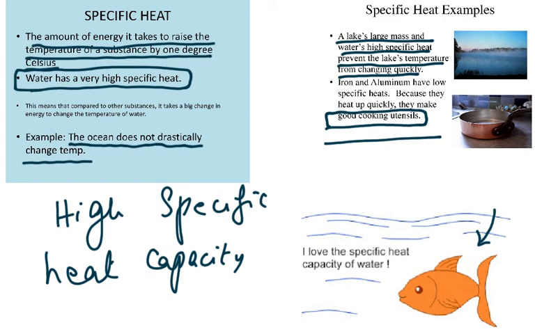And of course we have this lovely fish who's happy because she can survive, or he can survive, because the water has a high specific heat capacity. So fish can survive in water. Even other aquatic organisms can survive in water because water would not heat up. Even if the sun is shining very brightly, water is not going to heat up.